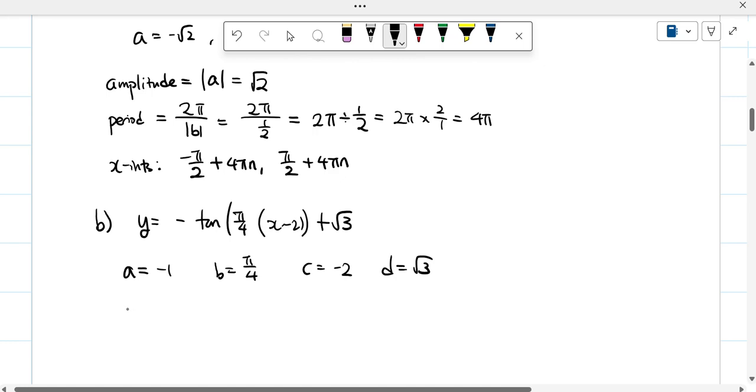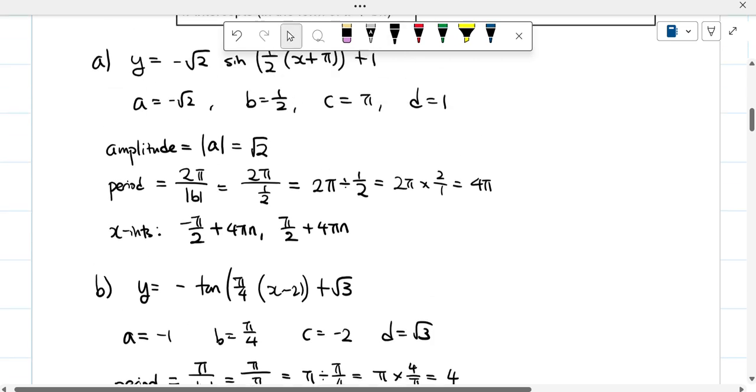So, first thing is that my b value tells me the period. Well, the period, in this case, for tangent, is not 2 pi over b, it's going to be pi over b. That's going to be pi divided by pi over 4, which is pi times 4 over pi. Therefore, the period seems to be 4.